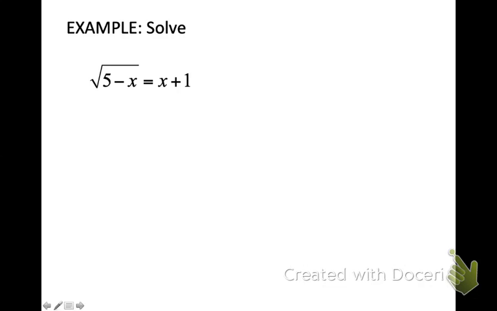Now we're going to step up our game a little bit. Work a little bit harder. The square root of 5 minus x equals x plus 1. Is my square root sign all by itself? Yes. So I can go ahead and square right away to eliminate my square root, which leaves me with just the radicand of 5 minus x. But now when I square the right side, I've got to do some foiling, which means I'm going to rewrite x plus 1 twice.